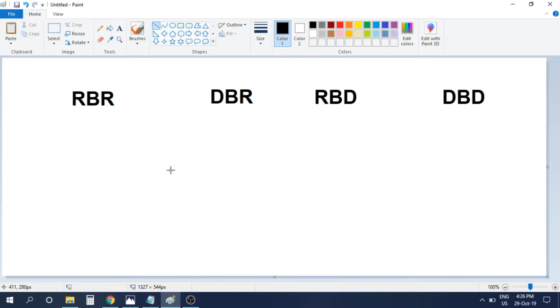In the first case, the rally base rally, we will have a rally candle followed by one or more basing candles and another rally candle. So this is a rally candle followed by one or more base candles and then another rally candle. This is called the rally base rally pattern.